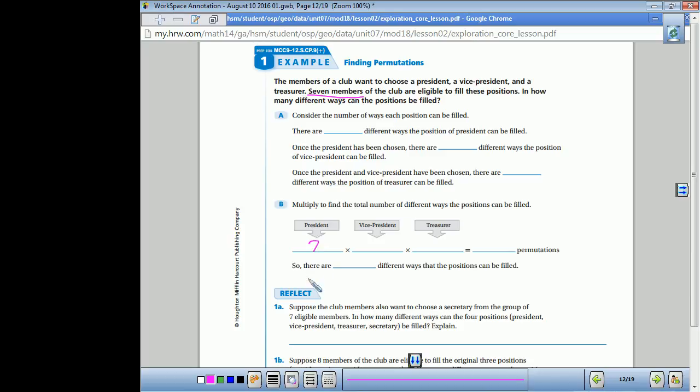If we have 7 members to choose from, how many possibilities are there for president? 7. Okay, we picked one. VP. 6. We picked another one. How many are left for treasurer? 5. And now we're multiplying without a calculator, so we're always going with the easiest way. 5 times 6 is 30. 3 times 7 is 21 with a 0. Okay? So there are 210 different ways we could fill those positions.